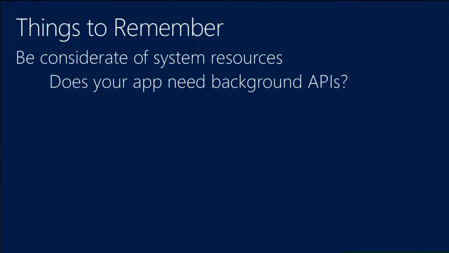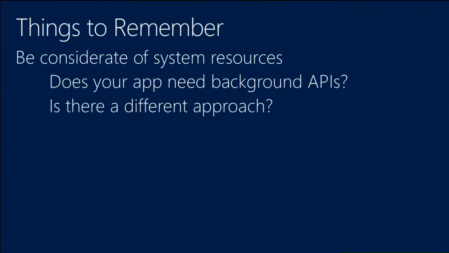So we pushed the timer into the app itself. When the user is running and looking at the app, we periodically update it, and anytime the app is resumed, we use the resuming event to fire it. But we did not need the background task in that instance. And the other question is, is there a different approach?